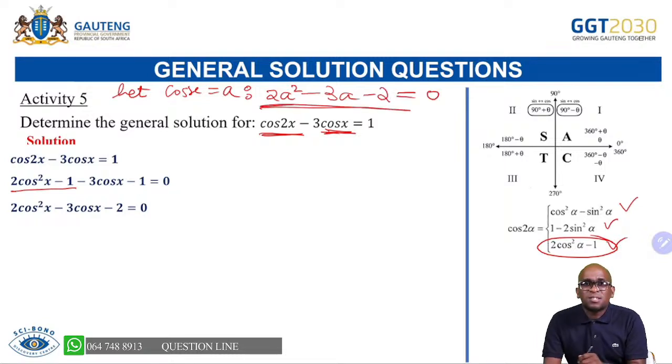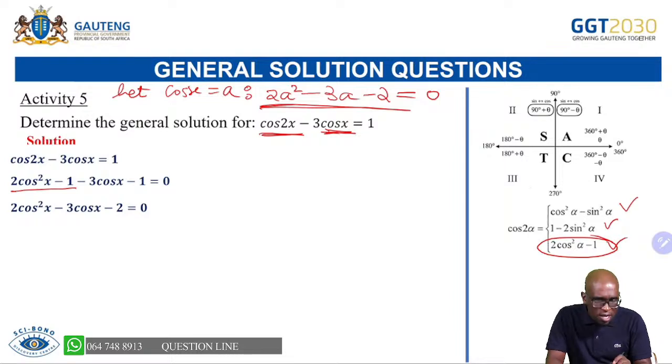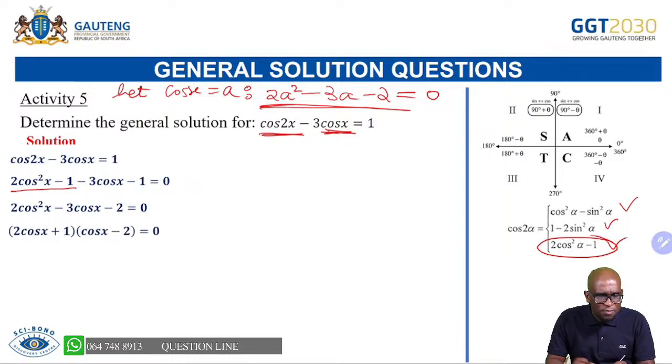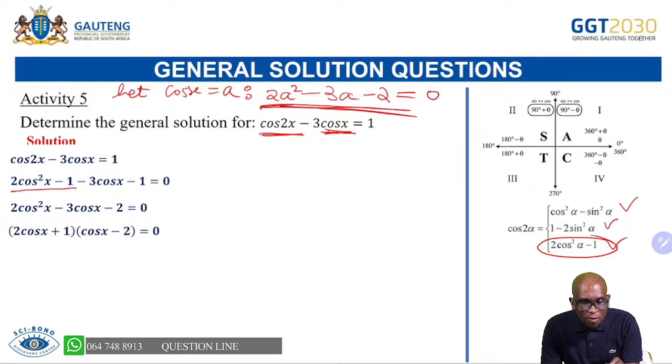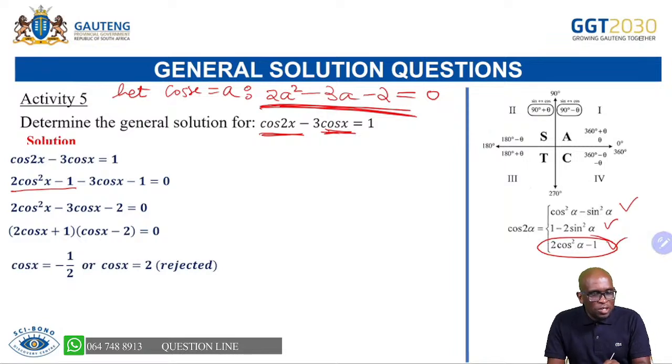You can see this is a trinomial that you know from grade 10 and 11. Now we can get factors out of that trinomial: (2 cos x plus 1)(cos x minus 2). Or you can use the quadratic formula to simplify your work. Looking at that, we get that cos x is negative half and cos x is equal to 2. If you check here, I said this one is rejected.